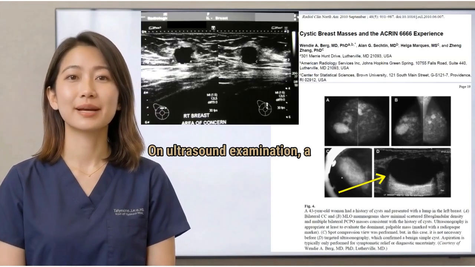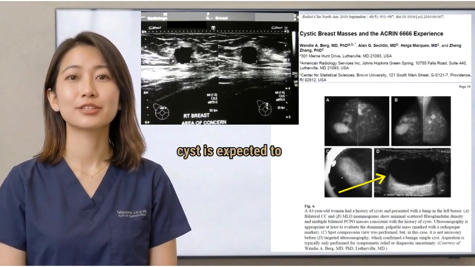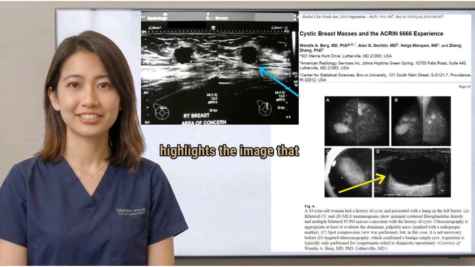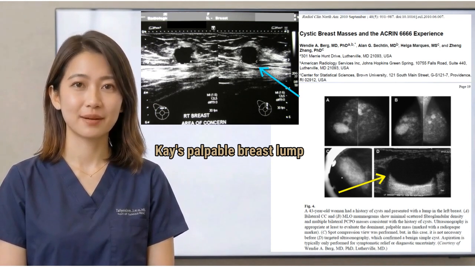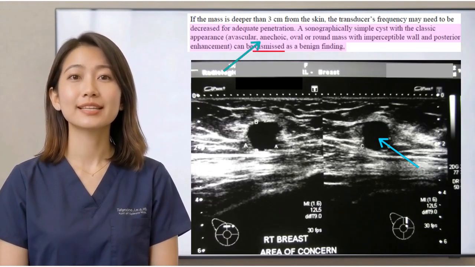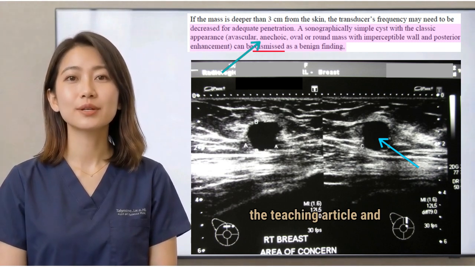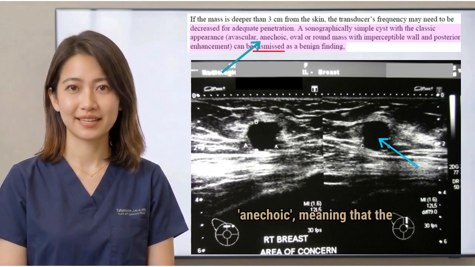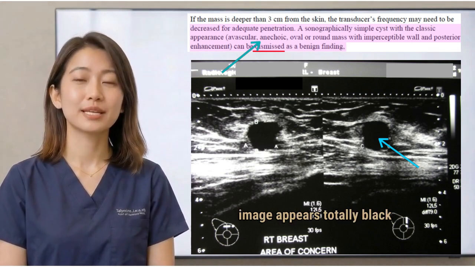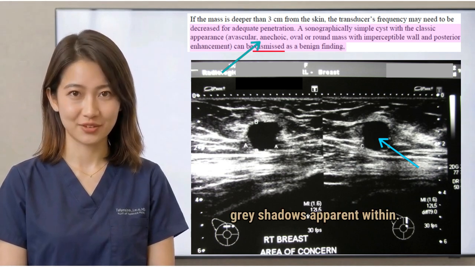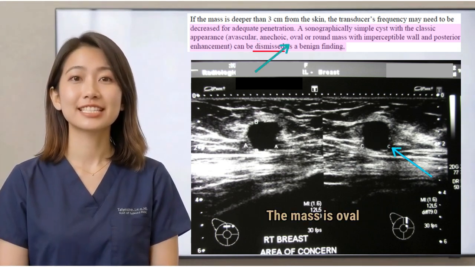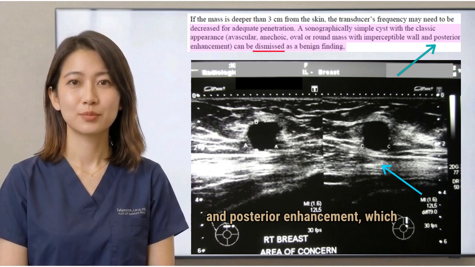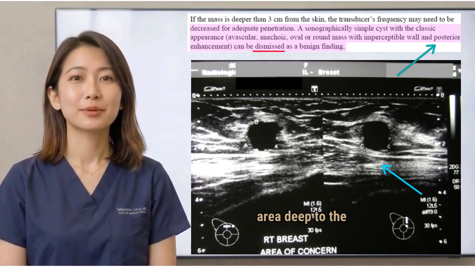On ultrasound examination, a cyst is expected to produce an image indicated by the yellow arrow, while the blue arrow highlights the image that K's palpable breast lump actually generated. Let us look at the features listed in the teaching article and how it matches with K's image. The second descriptor is anechoic, meaning that the image appears totally black without any white or gray shadows apparent within. The mass is oval with imperceptible wall and posterior enhancement, which is the brighter white area deep to the lesion.